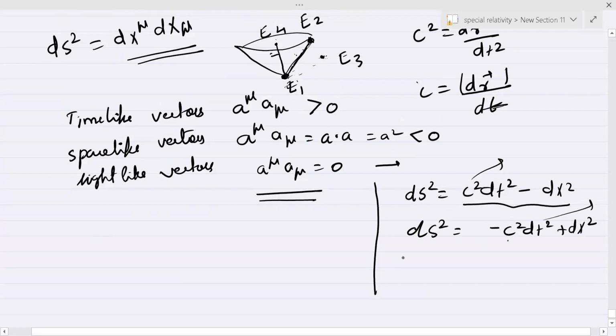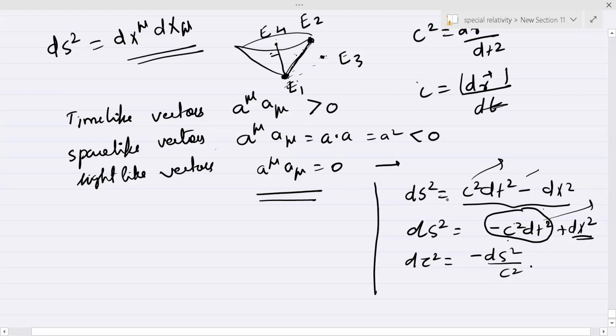If you take this one, then the proper time will be related to it by −ds²/c², and the signs will change. You'll have a time-like vector if it's less than 0. It's minus here and plus here. So this is known as giving the metric. They may use this convention or this convention; both are possible. If you use this convention, then proper time dτ² is −ds²/c², and for time-like vectors you will have less than 0. For space-like vectors you will have greater than 0. For light-like it's the same.